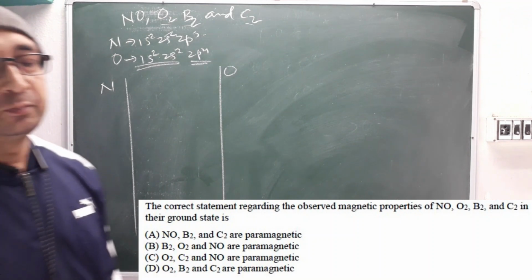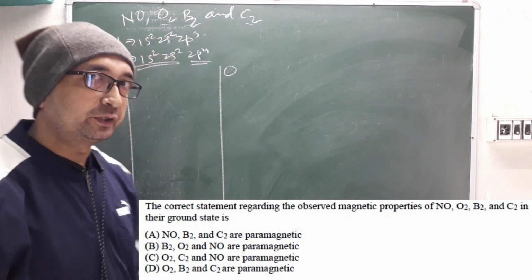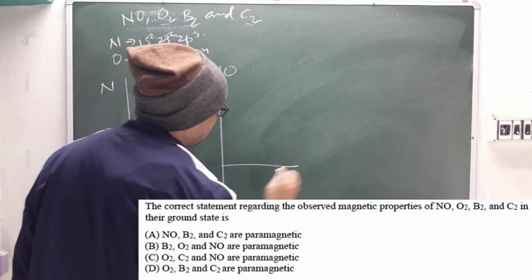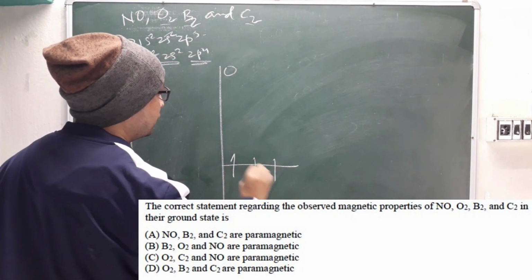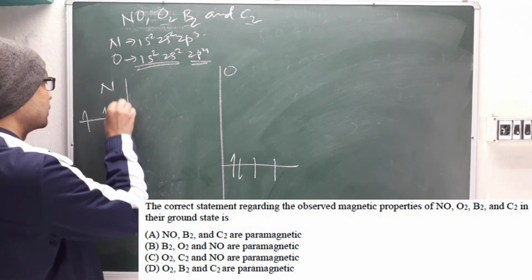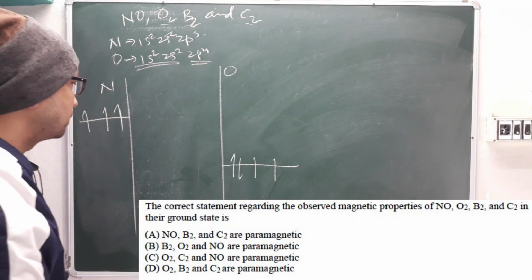So which one will be more electronegative, nitrogen or oxygen? Oxygen will be more electronegative. So here it will be down, and for nitrogen it will be here. So how many electrons are there? 1, 2, 3, 4. Here 1, 2, 3. Correct.